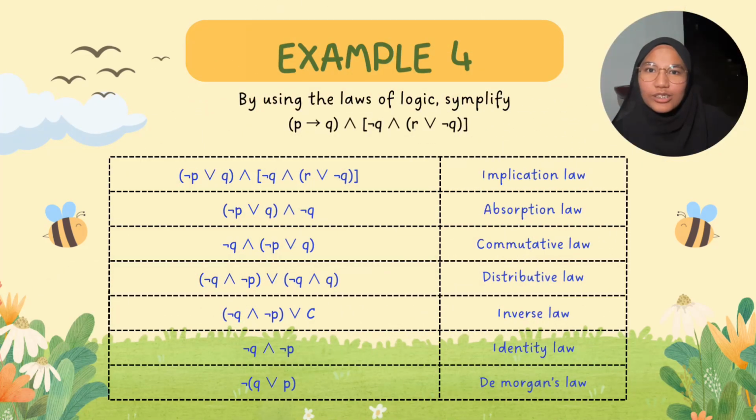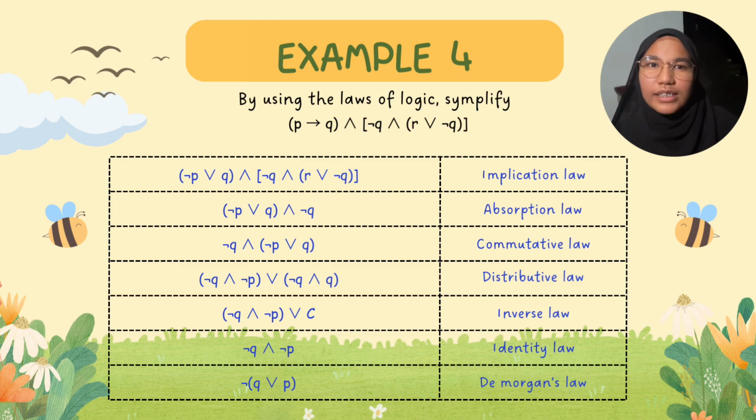Example 4. By using the laws of logic, simplify (P implies Q) and (not Q) and (R or not Q). First, we use the implication law, which states that P implies Q is equivalent to not P or Q. Substituting this into the expression gives us (not P or Q) and (not Q) and (R or not Q).